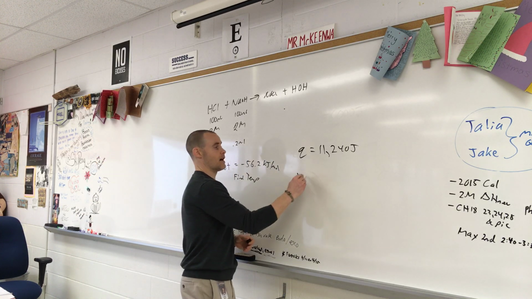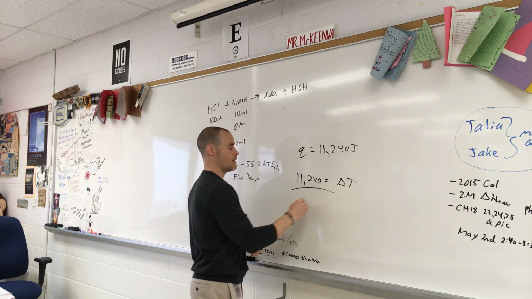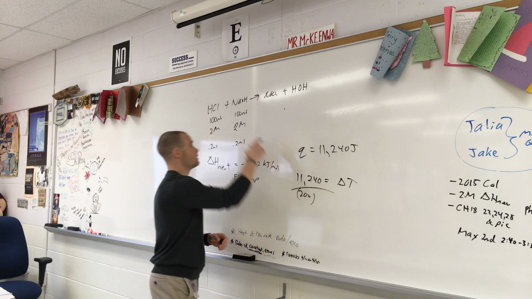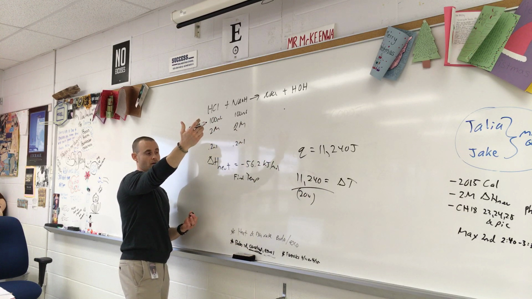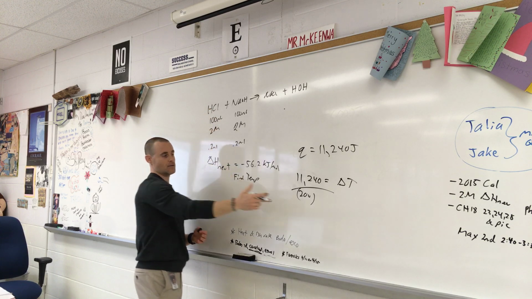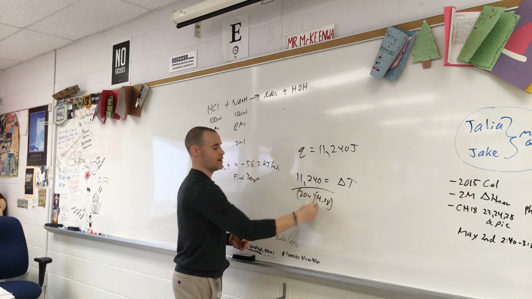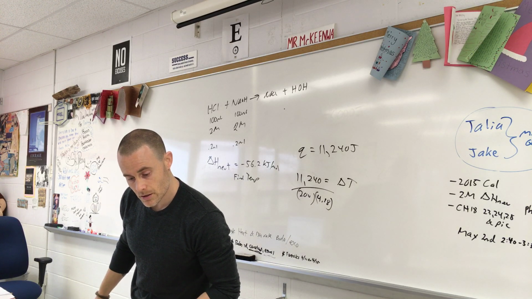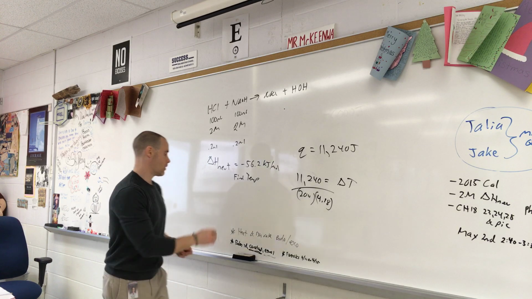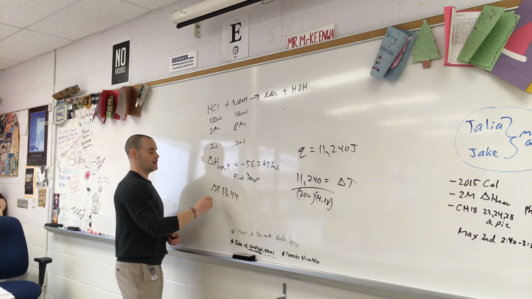So it's 11,240 equals, we're solving for delta T. It's 200 grams because we assume the density is 1 gram per milliliter, like pure water, even though it's not, we're just assuming. So 200 grams is the mass, 4.18 is the specific heat of water. The delta T is 13.44. That's my delta T.